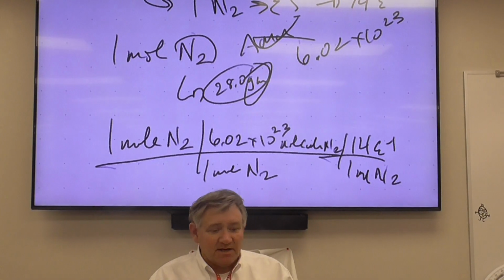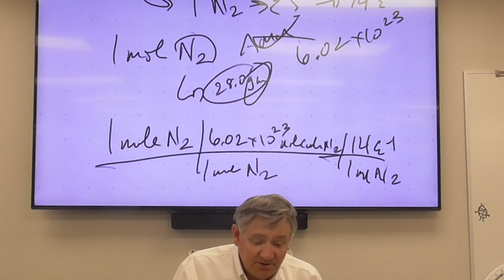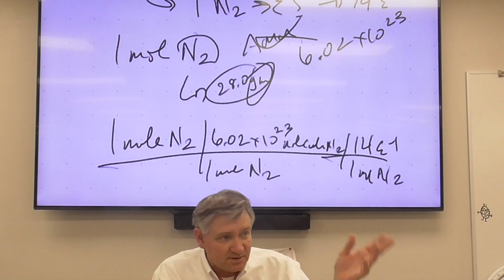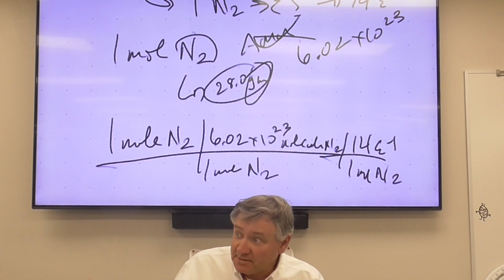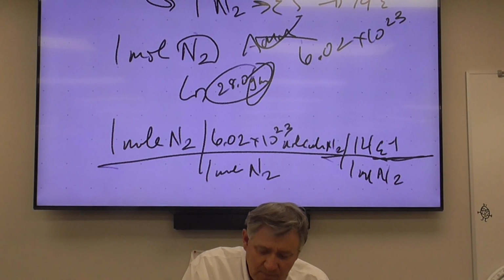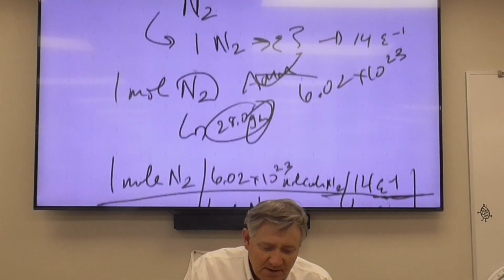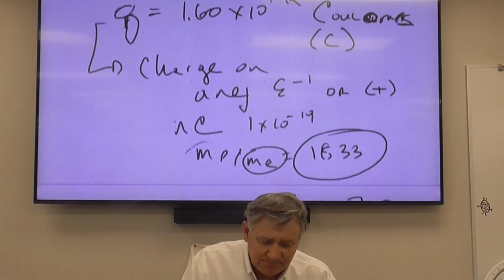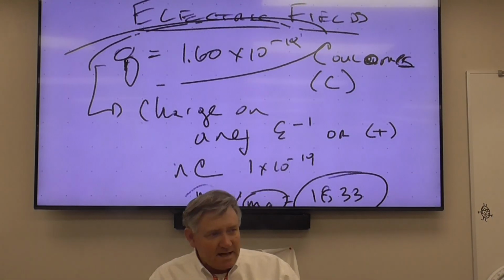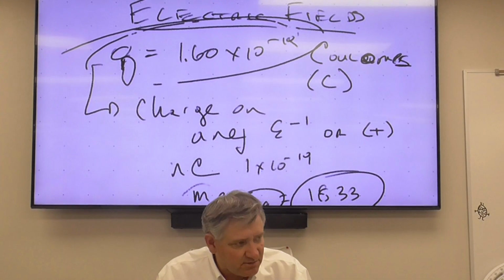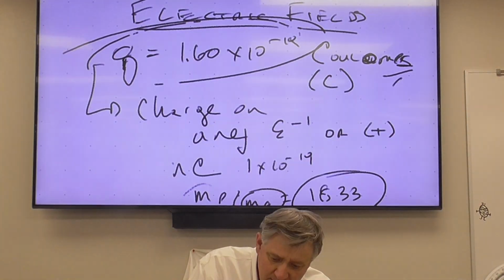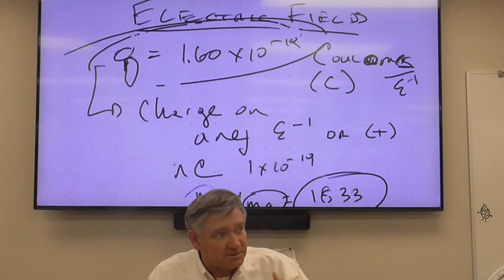Number of electrons. Okay, it's a big number, right? So you're taking 6.02 times 10 to the 23rd times 14. That's going to be a big number, right? But that's not what I want. I want the total charge. Now, this is what we talked about earlier, that each electron and each proton has a charge of 1.60 times 10 to the negative 19th coulombs per electron, or per proton.